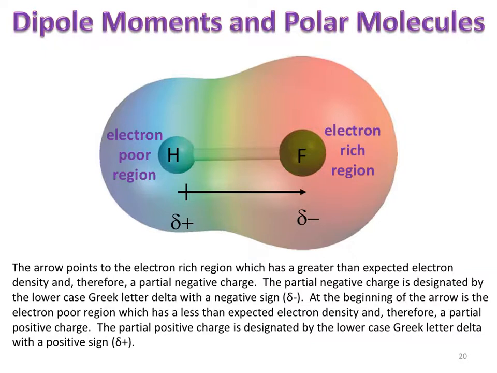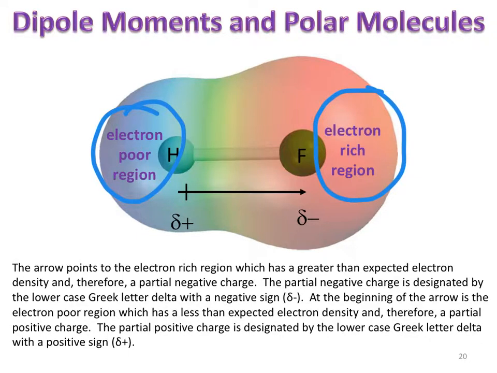Now to come back and remind you about dipole moments in polar molecules. When we looked at bonds and electronegativity in the previous chapter, we could establish the polarity of a single bond by looking at the difference in electronegativities. We could designate an electron poor region and an electron rich region in a bond. What we're going to do next is look at the influence of bond polarity on molecular polarity.